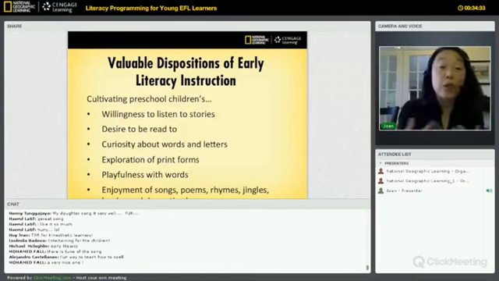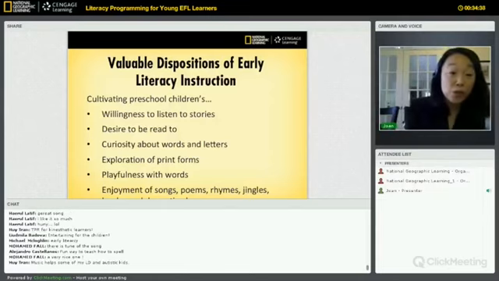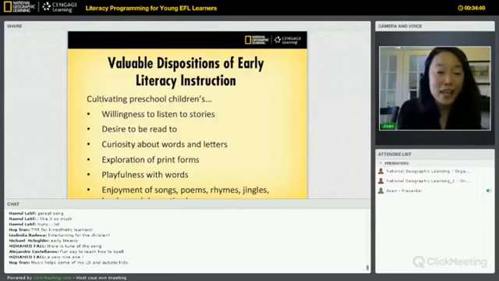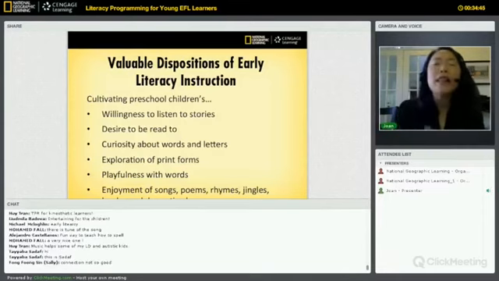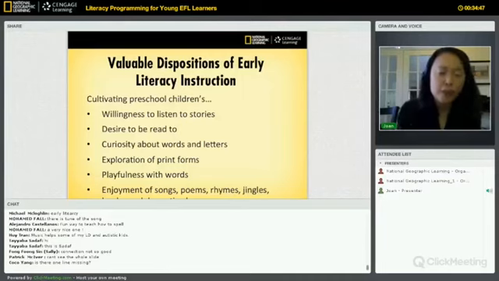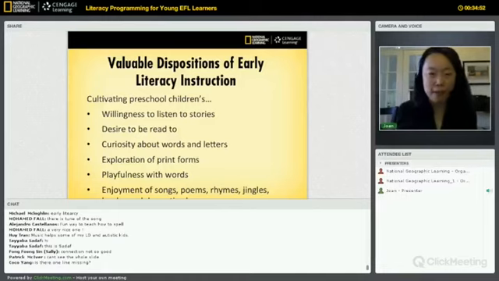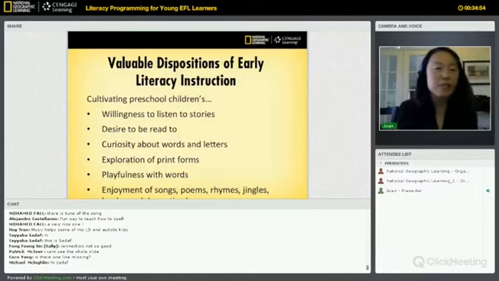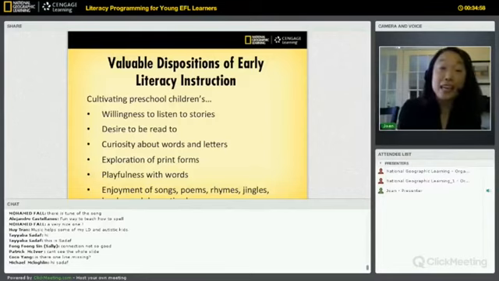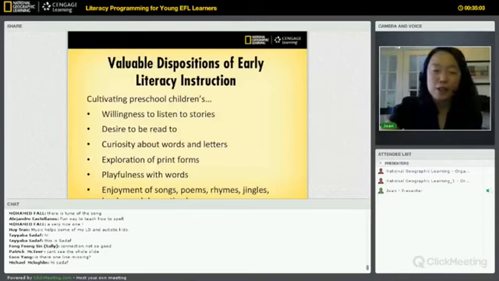We're trying to cultivate their willingness to listen to stories, their desire to be read to, their curiosity about words and letters, exploration of print forms, playfulness with words, and enjoyment of songs, poems, rhymes, jingles, books, and even dramatic play. So it's these dispositions that are going to help you to actually build good and engaged readers. Okay, so that's why we have to make this type of instruction, right, fun for kids.